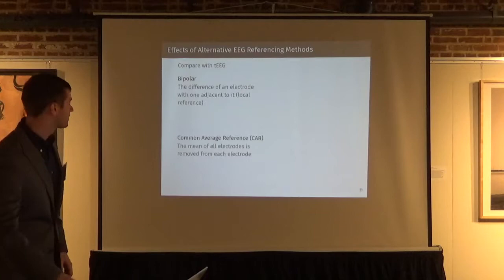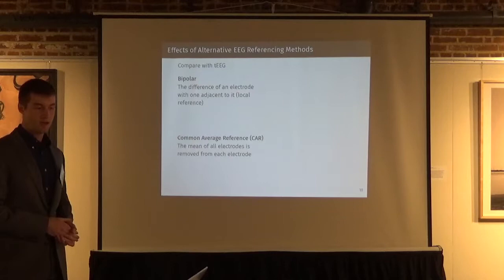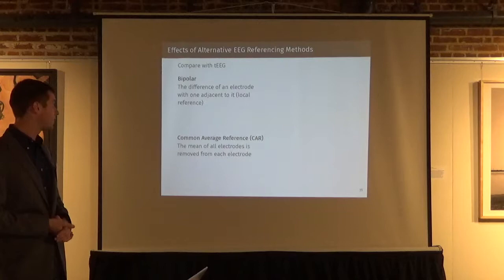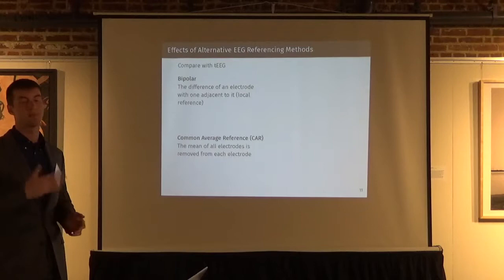Two of the most common are bipolar reference and common average reference. And for the bipolar, as you can imagine, it's just the difference between an electrode and one adjacent to it, usually within a couple centimeters of it. The common average reference, in contrast, is taking the mean value of all the electrodes at a given point in time and subtracting it from that electrode.